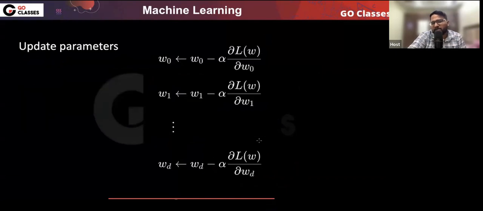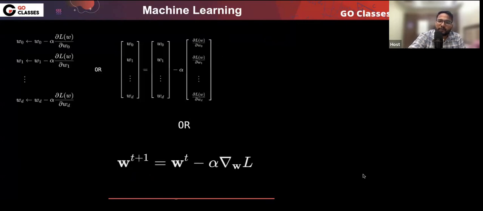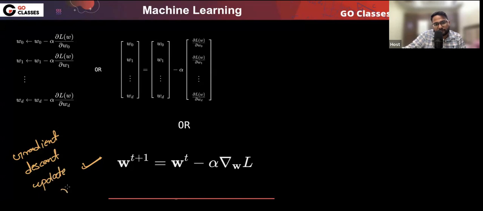So how to update the parameters? I have shown it with respect to scalars, in the sense that if you have d plus 1 parameters, w naught to wd, then you can update them like this. Or if you want, you can show it in vector format. W naught to wd, these are the new ones, these are the old ones. In just one line, you can write this update rule. So this is called the gradient descent update rule. Is this fine to everyone?